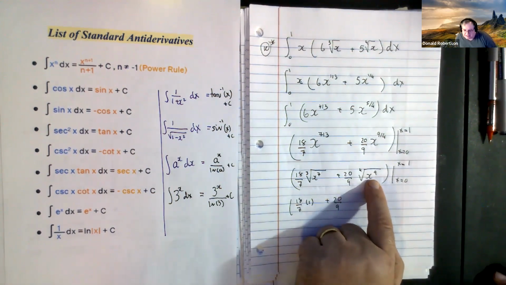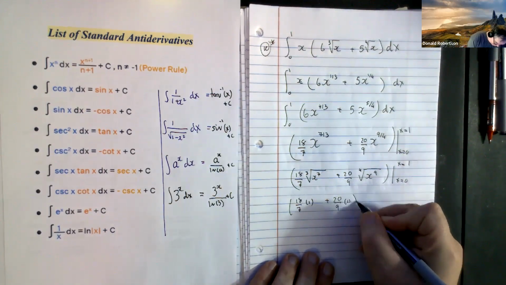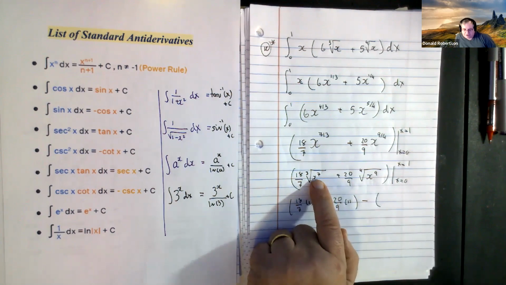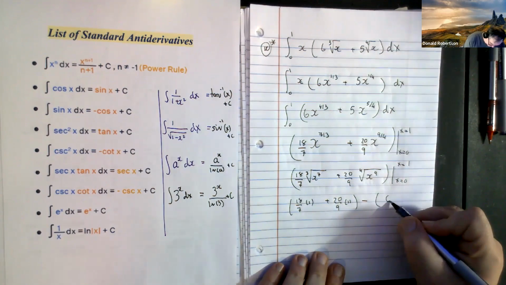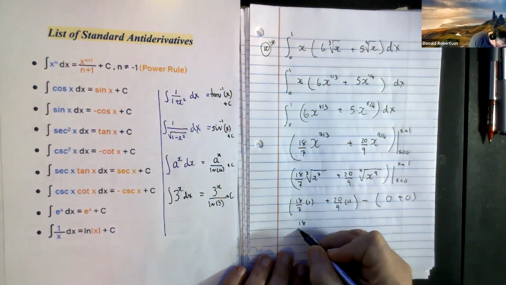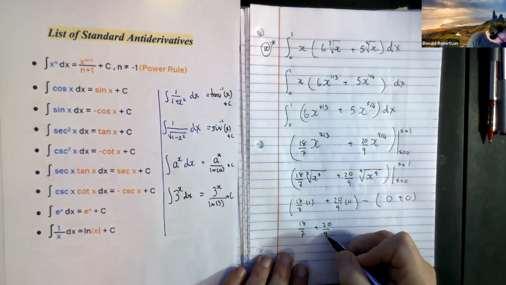1 to the power of 9 is 1. The fourth root of 1 is still 1. Plug 0 in here. 0 to the 7 is 0. The cube root of 0 is the whole thing is 0. And so 0. So I basically got 18/7 plus 20/9.